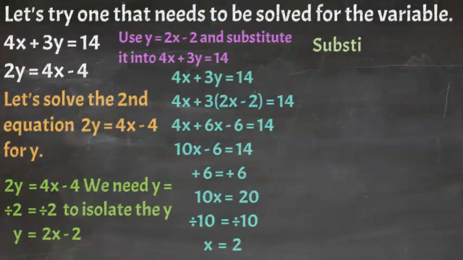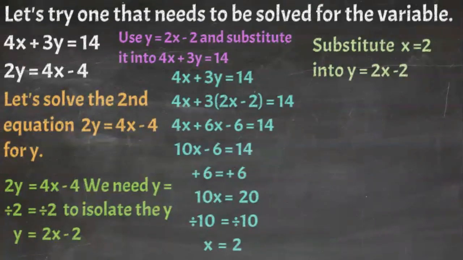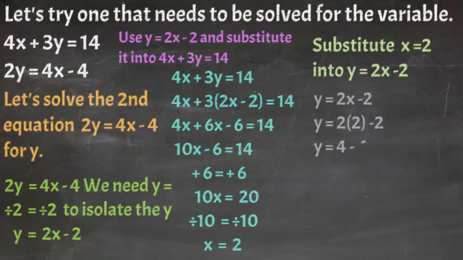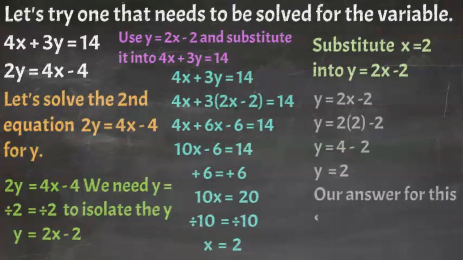Now that we have x is equal to 2, we can substitute it into the other equation, where we isolated the y. So y equals 2x minus 2 is what we're going to substitute the x in for. So y is equal to 2 times x minus 2, then y is equal to 2 parenthesis 2 minus 2, so y is equal to 4 minus 2, and we end up with y is equal to 2. Our answer is parenthesis 2, 2.